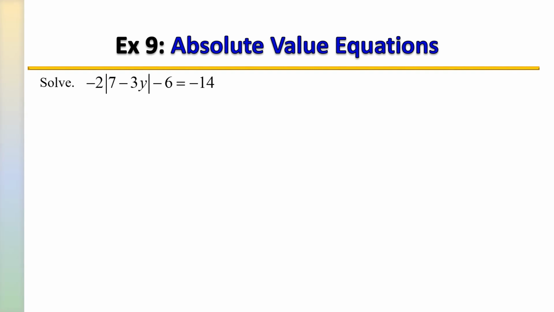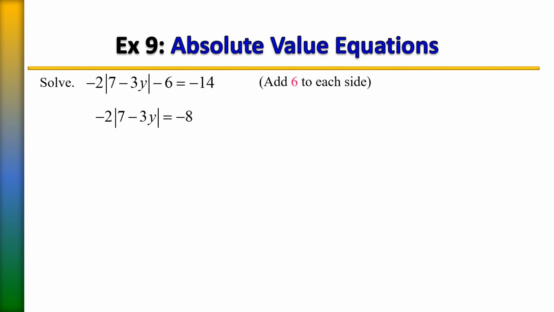In our last example of absolute value equations, here we have negative 2 times the absolute value of 7 minus 3y, minus 6 equals negative 14. Pretty long one here. So step 1 is to work through the process of isolating the absolute value symbol, which means that we're going to have to add 6 to the other side so we can move 6 over to the right side. And then we're also going to have to divide by negative 2. So let's begin first by adding 6 to each side.